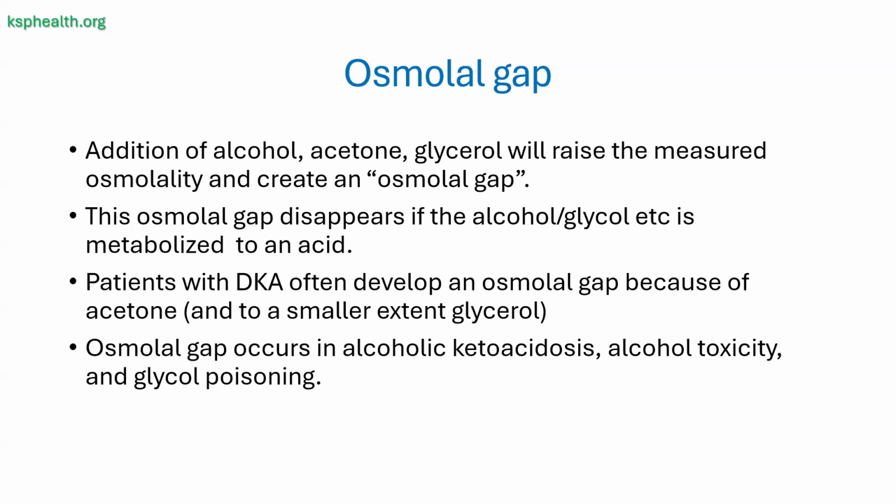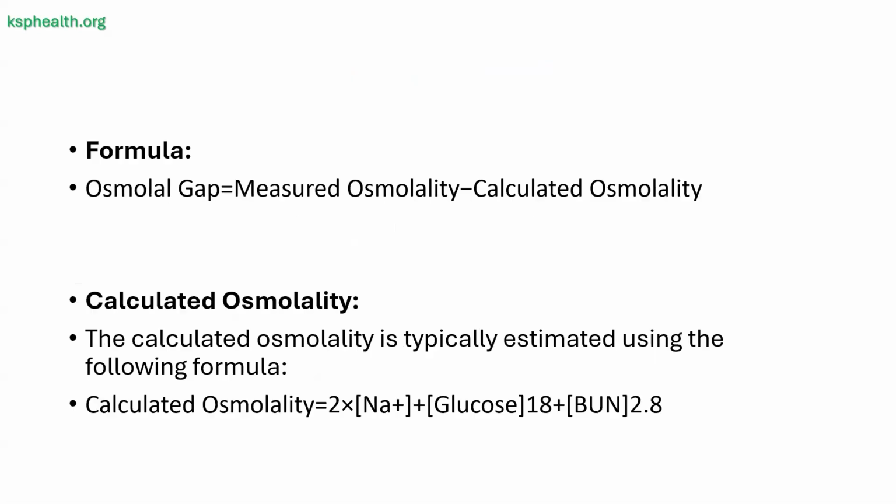Most of the time when they take the toxic alcohol, it causes osmolar gap initially. Then once it's metabolized and forms an acid, it creates high anion gap metabolic acidosis, otherwise called HAGMA. The patient with DKA also can develop osmolar gap because of acetone, because acetone is not an acid, but it causes the difference between measured and calculated osmolarity. Osmolar gap occurs in alcoholic ketoacidosis, alcohol toxicity, and glycol poisoning.